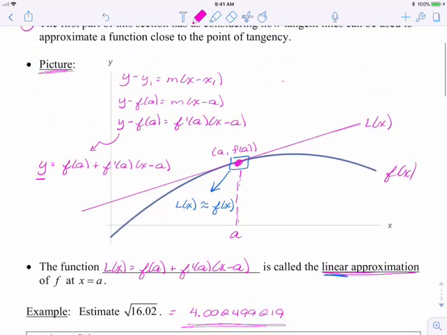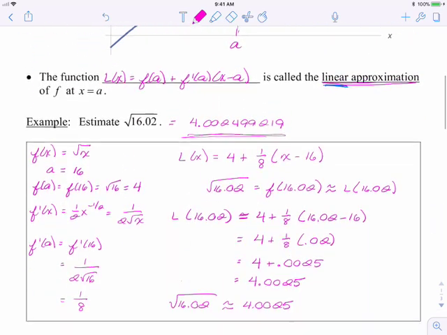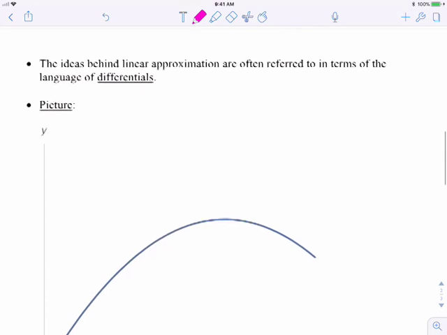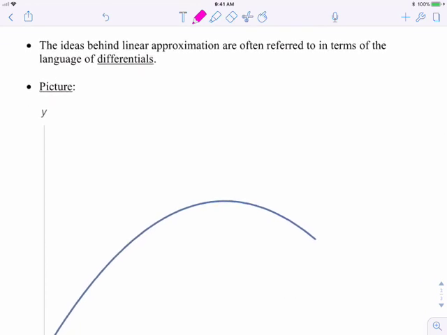Now, the second part of the notes here is on this thing called differentials. Now, differentials, there's that shake and bake that I was telling you about in the other video. So the ideas behind linear approximation are often referred to in terms of the language of differentials. So you might remember we talked about dy dx. So dy dx was Leibniz notation for the derivative of y with respect to x.